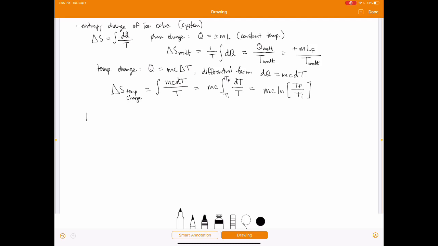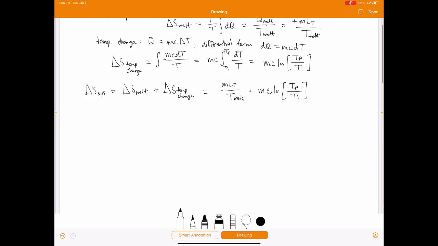And of course, the entropy change for the system would be the entropy change that the ice cube undergoes as it melts, plus the entropy change as its temperature goes up to be in equilibrium with the room. So what we have here is m times the latent heat of fusion divided by the melting point, which is where we start, so T melt, plus mass times specific heat of water times natural log T final over T initial as it heats up to the temperature of the room.